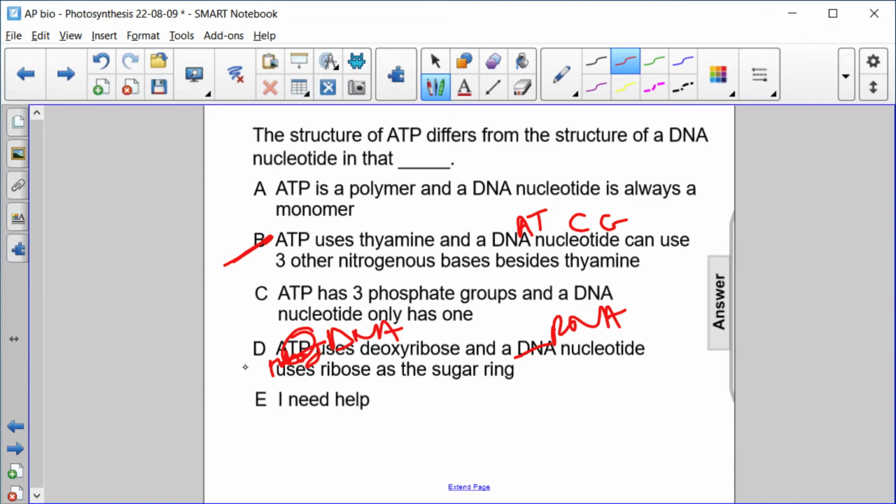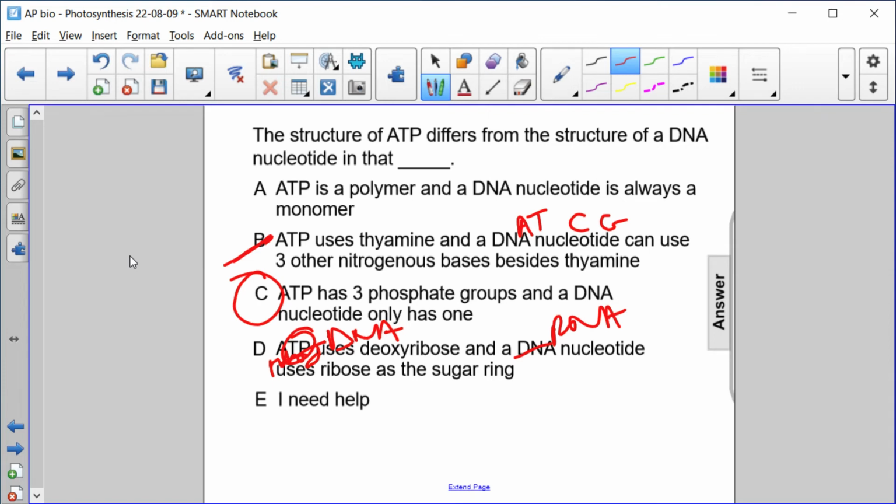ATP, adenosine triphosphate, has adenine, a nitrogenous base, ribose, and instead of 1 phosphate group like we would expect to see in DNA, we get 3 phosphate groups. Okay, so triphosphate. So the answer here is C. ATP has 3 phosphate groups and a DNA nucleotide only has 1.